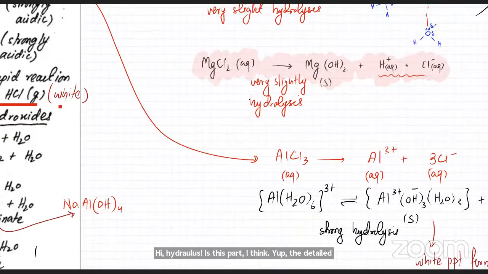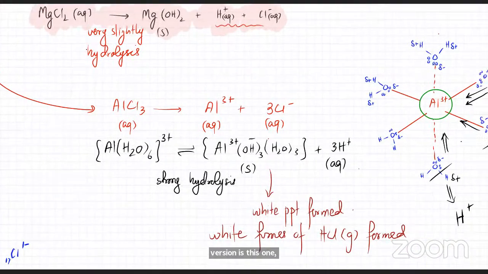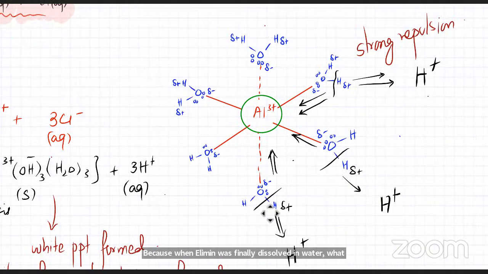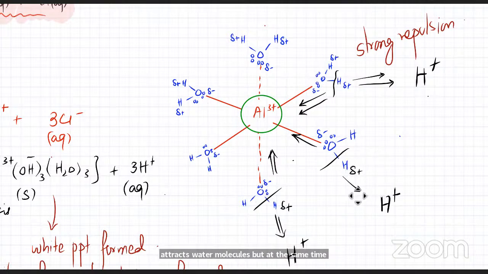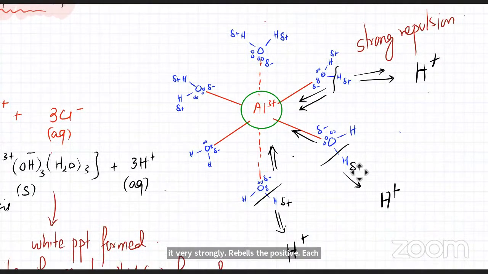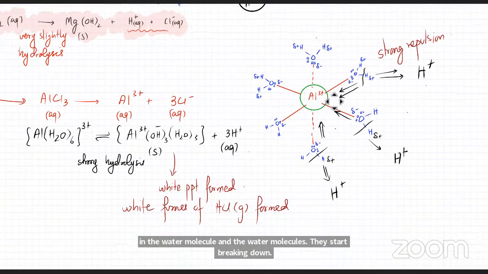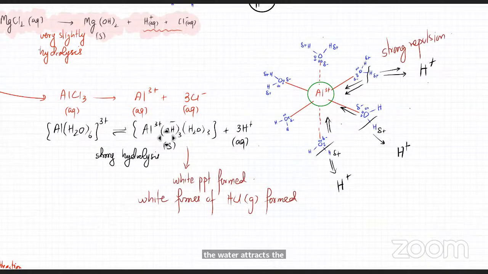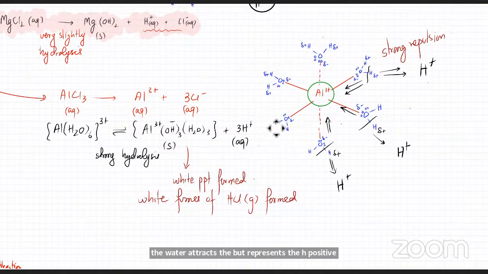Then what happens is that why does aluminum have a strong hydrolysis? Because when aluminum finally dissolves in water, it gets surrounded by water molecules. And because it's got a very strong positive charge, the attraction is very strong. So it very strongly attracts water molecules. But at the same time, it very strongly repels the positive H atoms in the water molecule. And the water molecules start breaking down, start ionizing, start hydrolyzing. So aluminum in the water attracts the OH ions, but repels the H positive ions. So it keeps the OH ions, but repels the H positive ion, which is why it ionizes. And that is what happens.